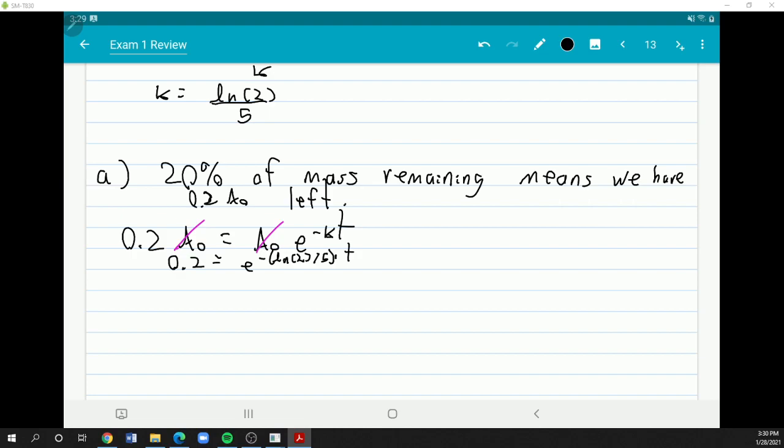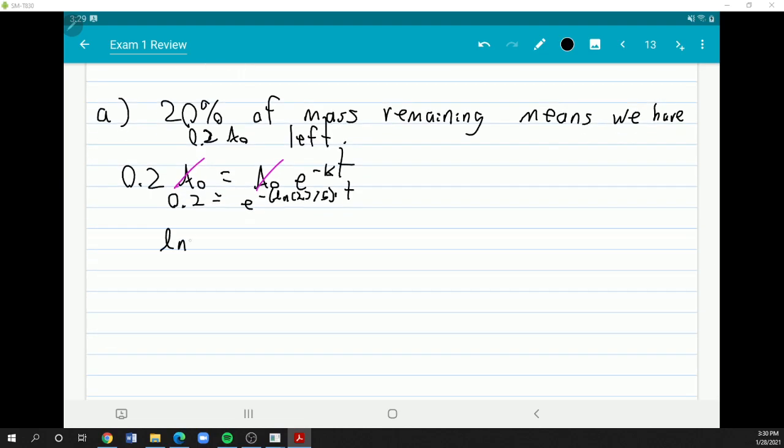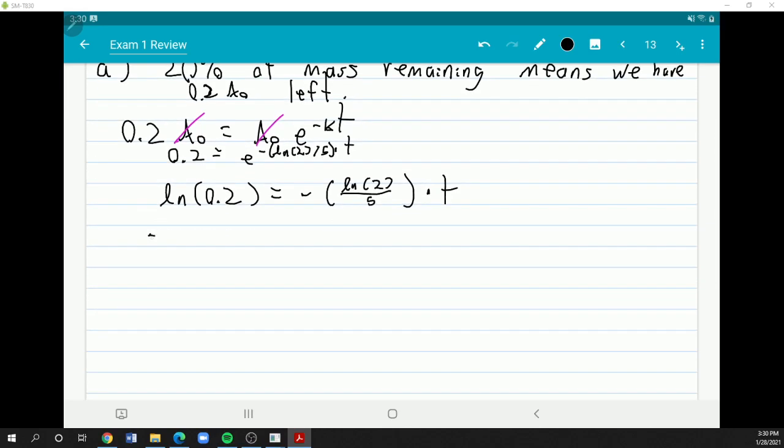Now I'm going to take the natural log of both sides. Natural log of e means I'm just going to be left with the exponent. Minus natural log 2 over 5 times t. Cross multiply and divide. I get t is equal to 5 natural log 0.2 divided by natural log of 2. And I can also throw on a minus sign.